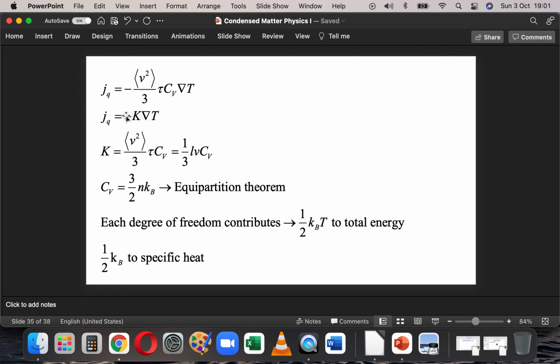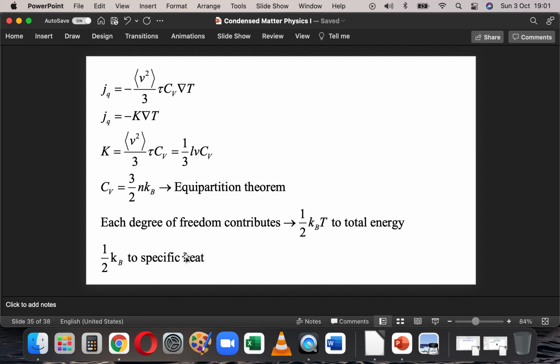So I now make those changes, and I now have this for thermal current. And remember Fourier's law, which we wrote as JQ is minus K gradient of T. Now I have an expression for the thermal conductivity, which is given by this. This can be written in terms of the mean free path. We have a v squared tau, and I can write this as L into velocity. So it's 1/3 LV into CV.